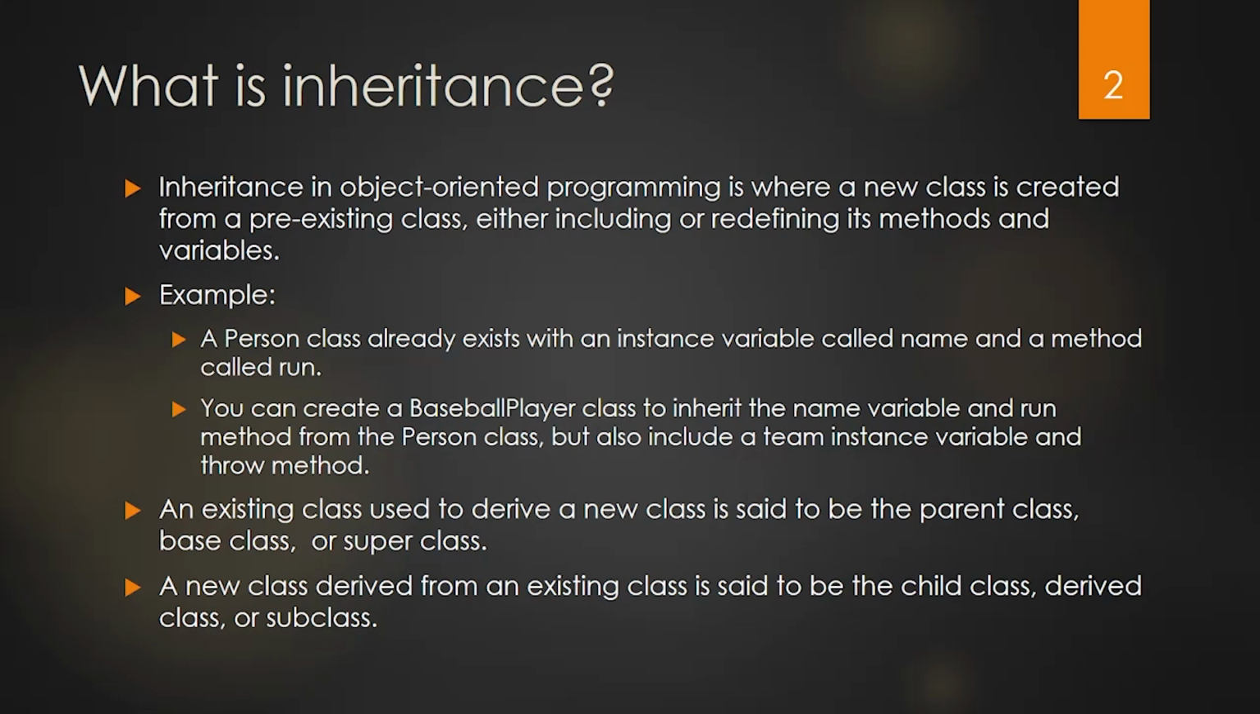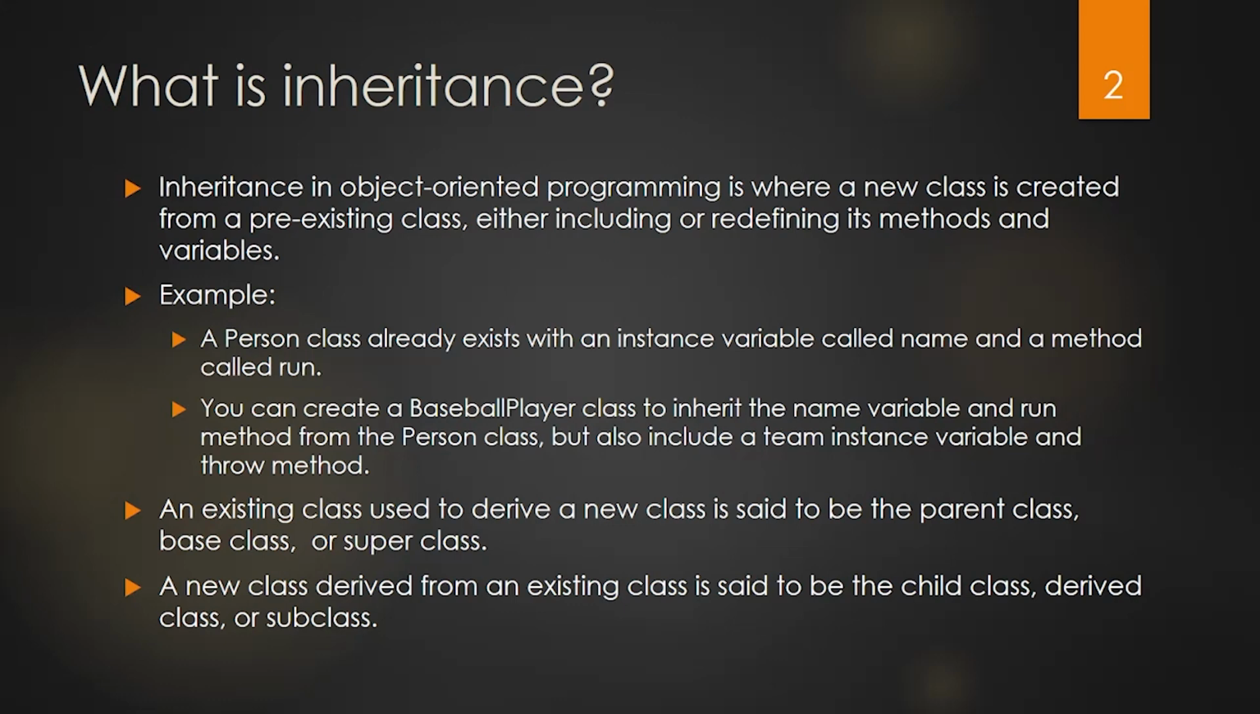For example, let's say you already have a person class with an instance variable called name and a method called run. You can now create new classes based off that person class, for example, a baseball player class. That baseball player class would inherit the name variable and the run method, but then you could add other methods and variables that are more related specifically to baseball players. For example, you could add a team instance variable and a throw method.